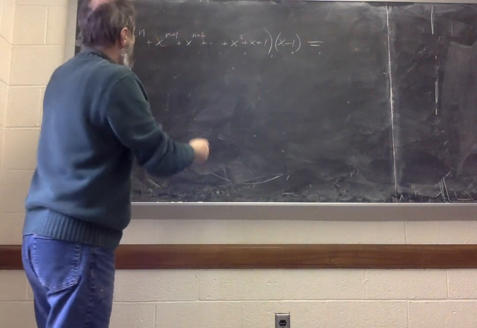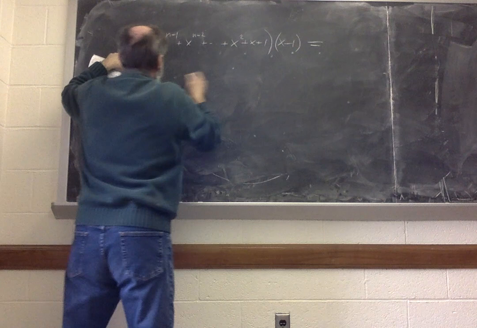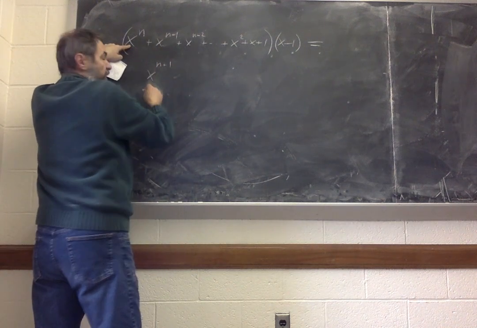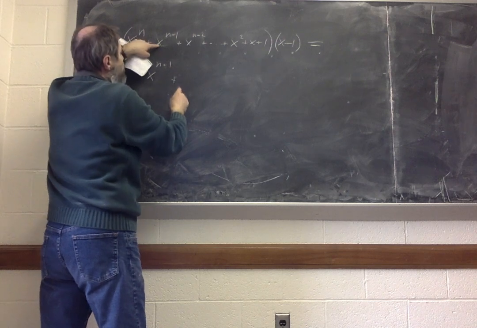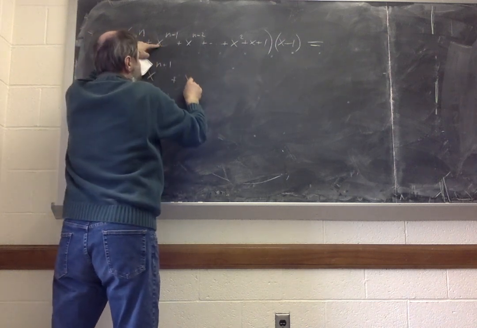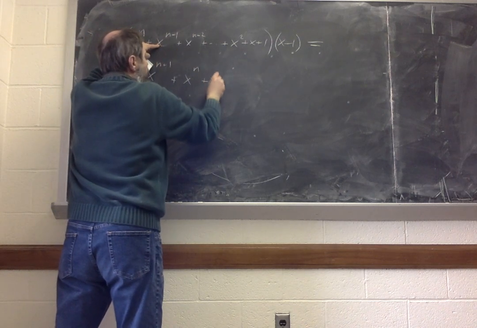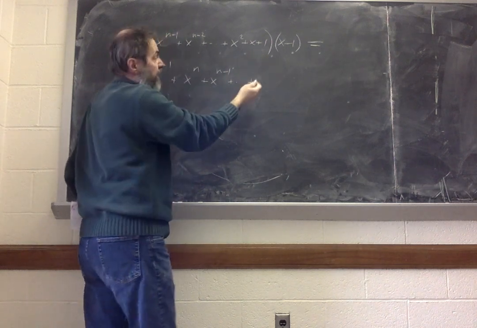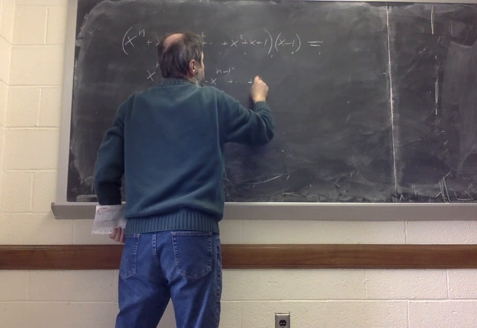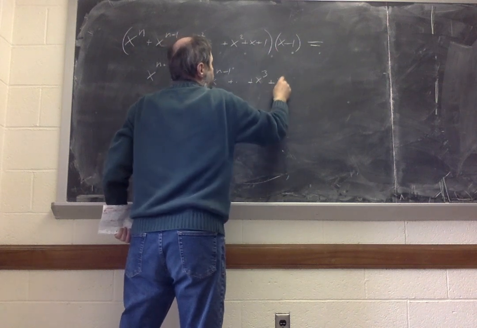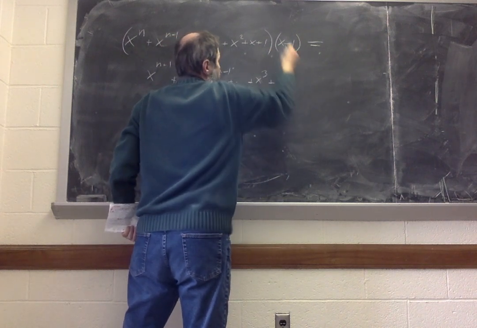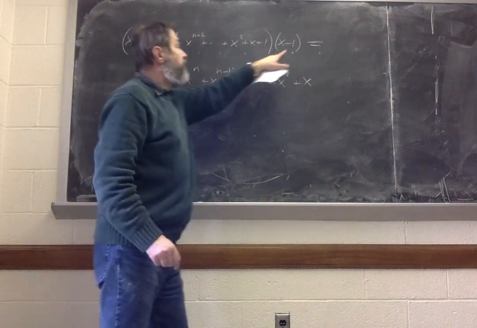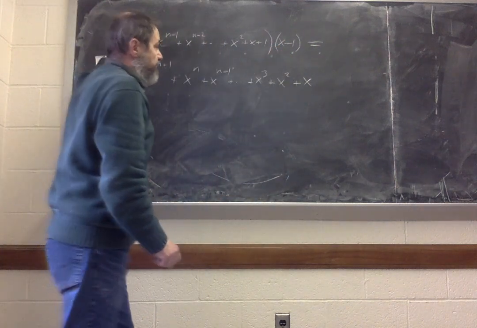But let's compute. I multiply each of these numbers by x, and I get x to the n times an x is x to the n plus 1. The next one is x to the n, times another x, is just x to the n. The next one is x to the n minus 1. Blah, blah, blah. The last few of them are x squared times x is x cubed, x times x is x squared, x times 1 is x. That's it. And then I have minus 1 times exactly these numbers.